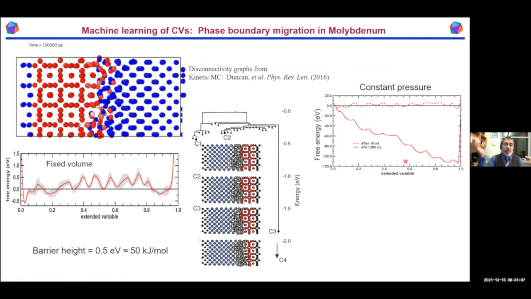All right, so about 50 kilojoules per mole. So we see that it's a metastable phase, but the barrier is high enough that you'd expect this A15 phase to stick around for a while before you convert to the other.